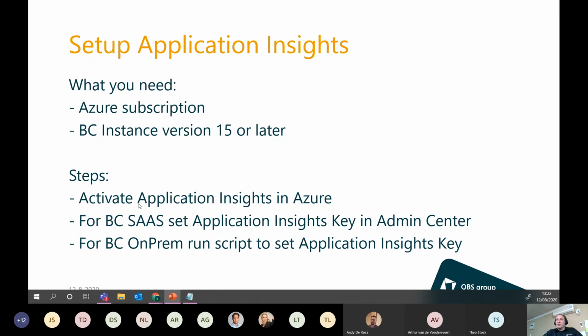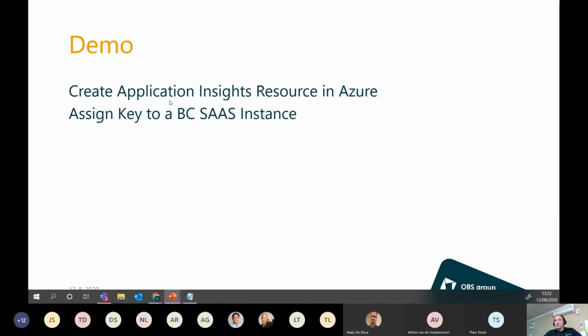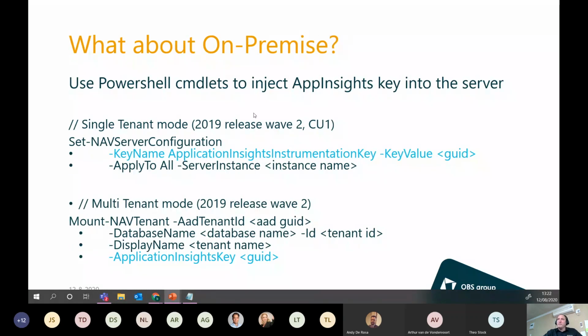You are good to go. So if you've activated the Application Insights in Azure and you've pasted that key from the admin center, it should be good to go. For Business Central on-prem, there is a script that you need to do. Sorry, that's the demo that I've actually just done.